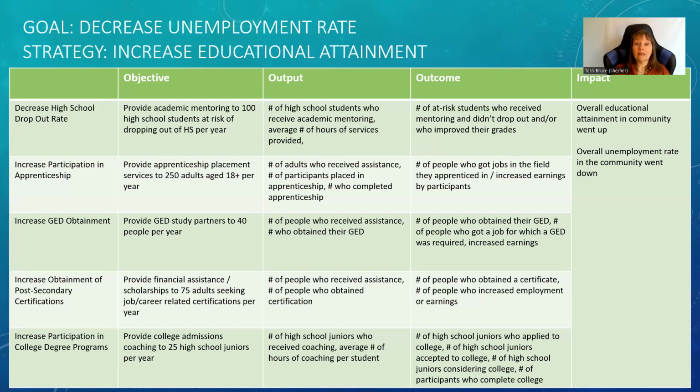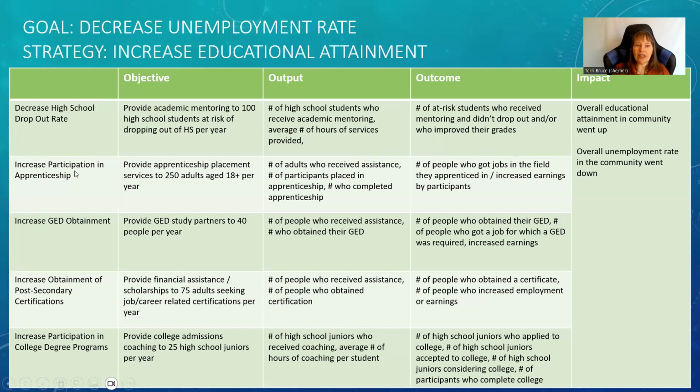So if we found that 100 people received services, but they still dropped out of school, we might want to look at and say, well, why is that? It could be they didn't get enough hours of academic mentoring. They needed more support, or maybe academic mentoring wasn't the problem. Maybe they needed support mentoring, like coaching and mental health counseling and support versus academics, whatever it is. But we can start looking at the actual services we're providing.